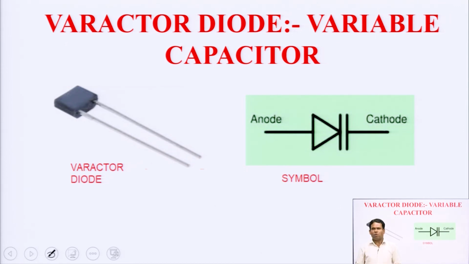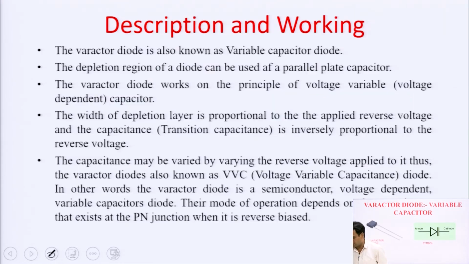Varactor diode. Already discussed that Varactor diode is used as a variable capacitor diode, and this is the symbol of the diode. This is the capacitor basically, and this is the symbol for Varactor diode, variable capacitor diode, and this is the physically available Varactor diode in our laboratories or in market for laboratory as well as commercial purposes.